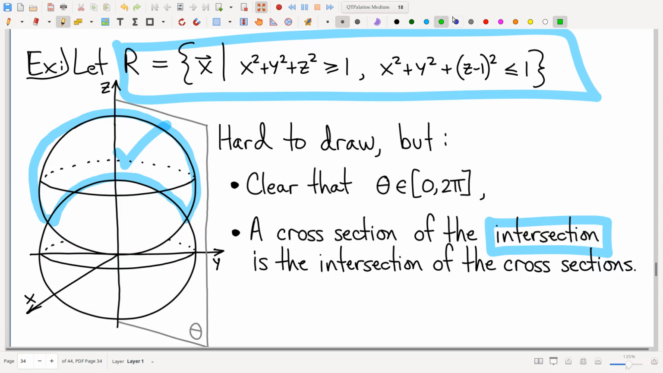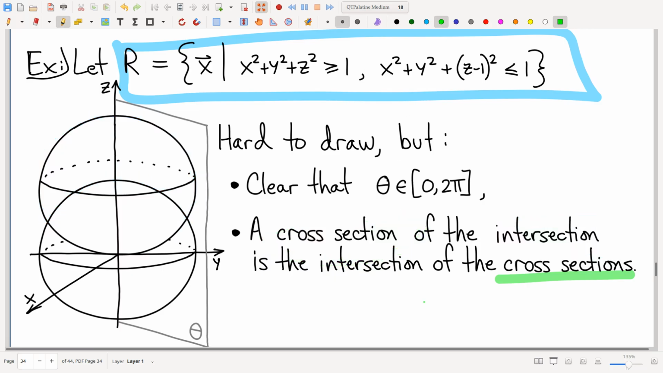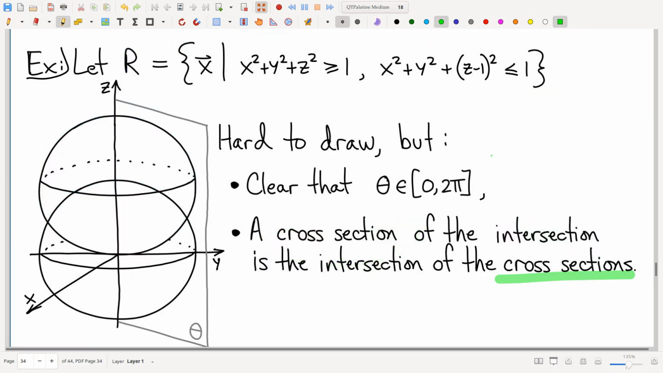When I'm trying to draw cross sections of an intersection, this is the big artistic trick. Cross sections of an intersection are just intersections of the relevant individual cross sections. And the good news about this is that these cross sections, the cross sections of the balls themselves, are super easy to draw. Nothing to it.